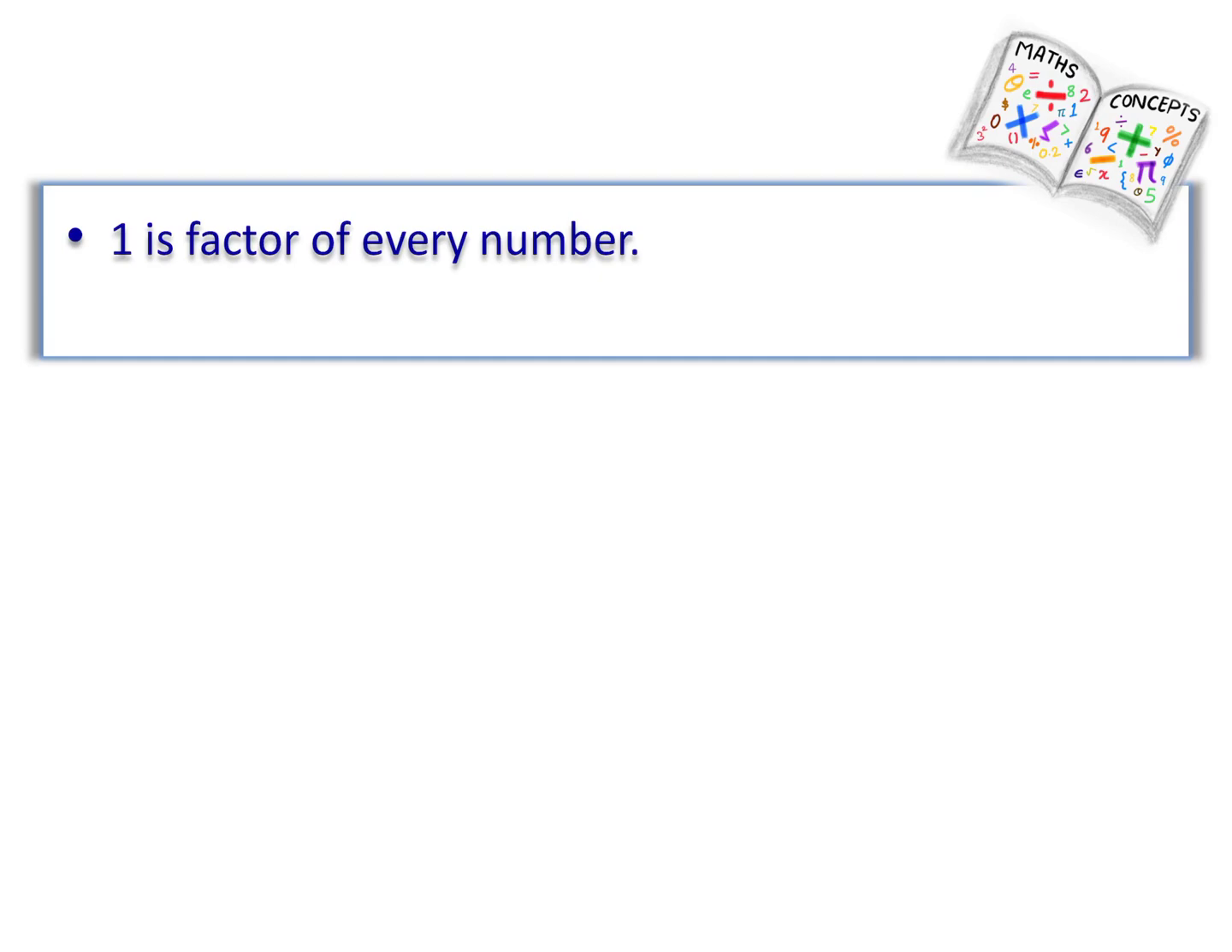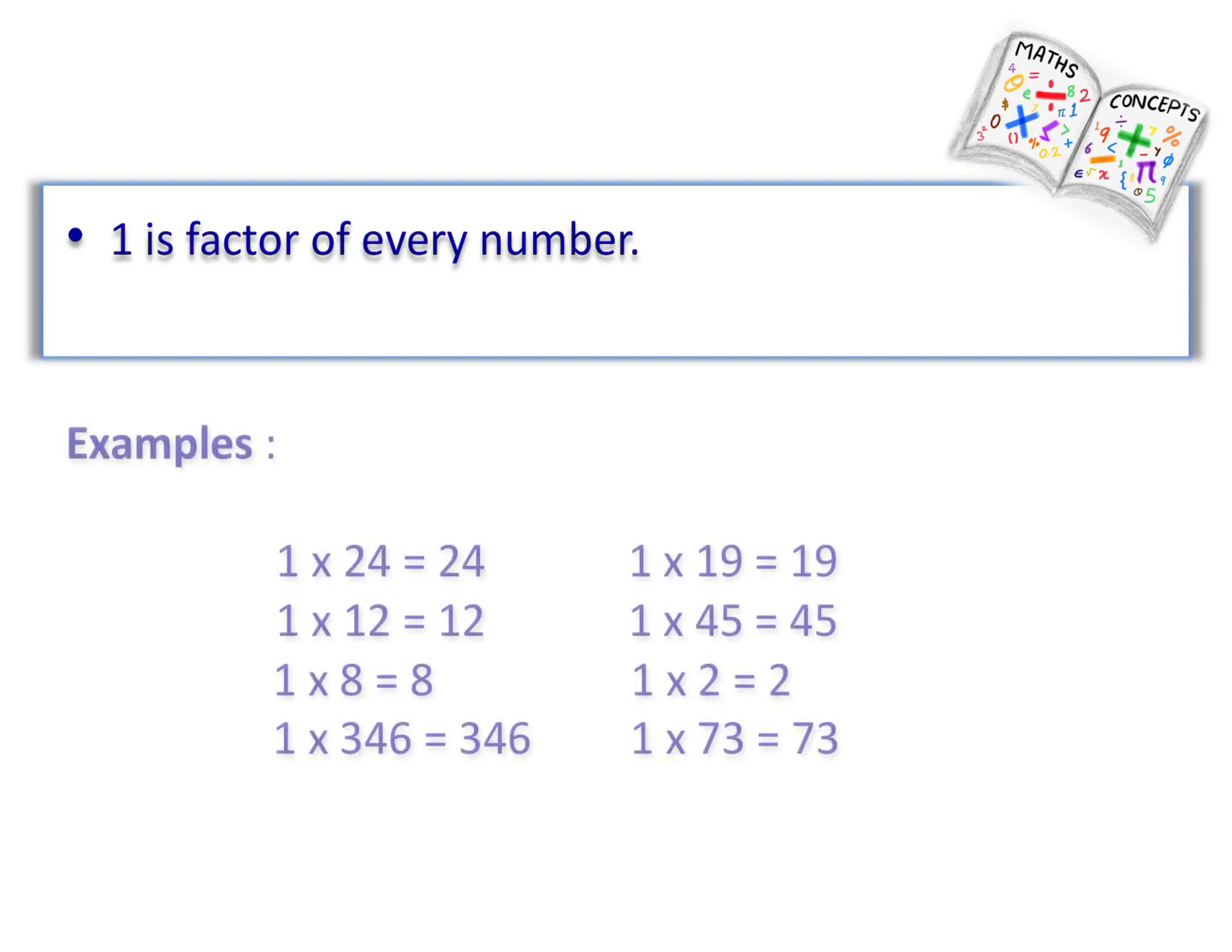1 is a factor of every number. Yes, examples are 1 into 24 is 24, 1 into 12 is 12. So 1 is a factor of 24, 1 is a factor of 12, 1 is a factor of 8, 1 is a factor of 346, and 1 is a factor of any number, every number.